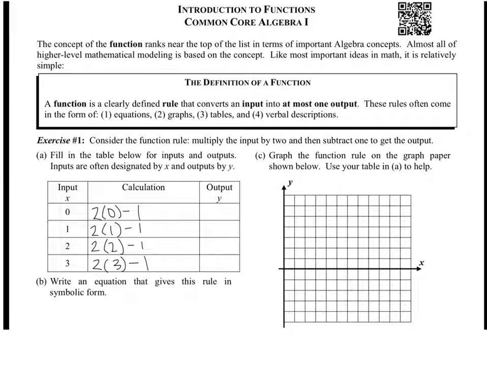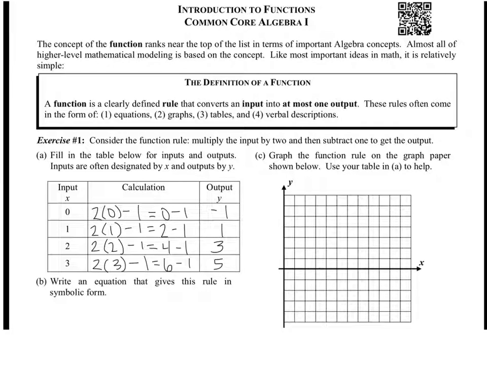So the first one, 2 times 0 is 0. 0 minus 1 is negative 1. 2 times 1 is 2. 2 minus 1 is 1. 2 times 2 is 4. 4 minus 1 is 3. 2 times 3 is 6. 6 minus 1 is 5. You'll notice that every single time it went up by 2.